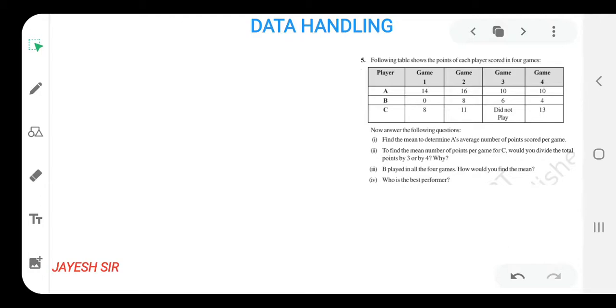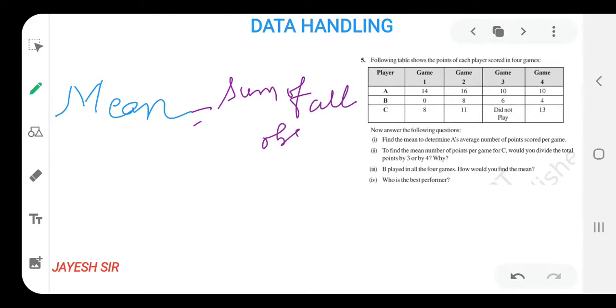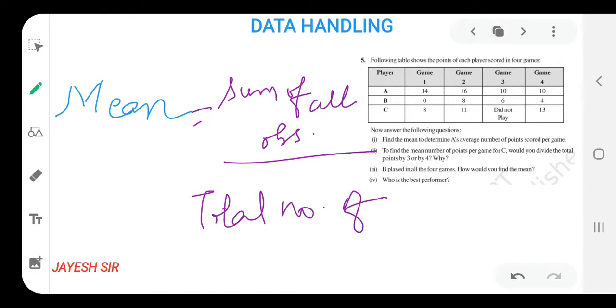Before we start to solve the sums, we'll recall the concepts that we learned in the previous video: mean and range. While listening to the word mean, the only formula that should always strike in your mind is the sum of all observations upon the total number of observations. Okay, dear, this is the formula that should always come to our mind.